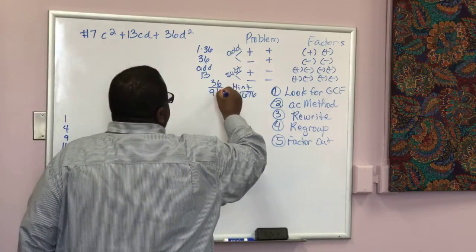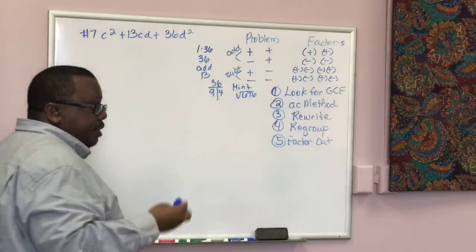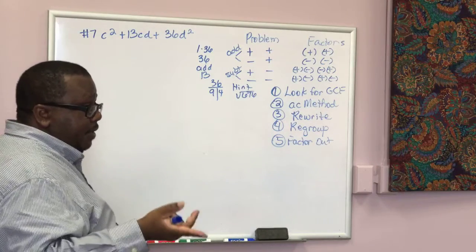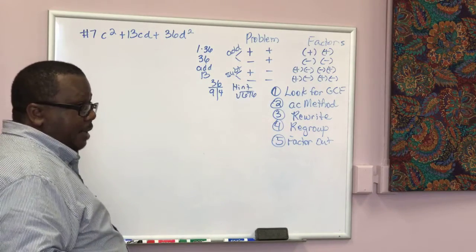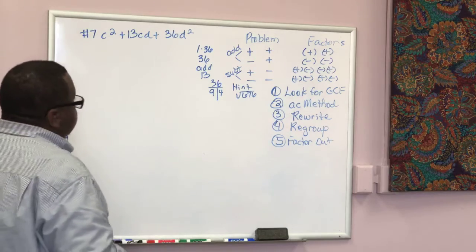So what are some factors of 36 we can add to get 13? 9 and 4. Again, if you couldn't tell me just like that, after a minute or so, go on to the next problem and come back to that problem later. Okay? So it's going to be 9 and 4.